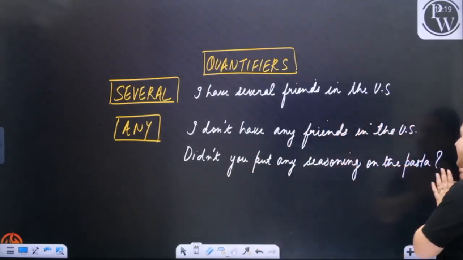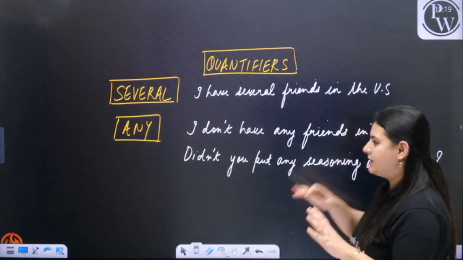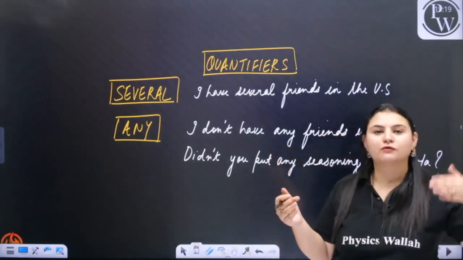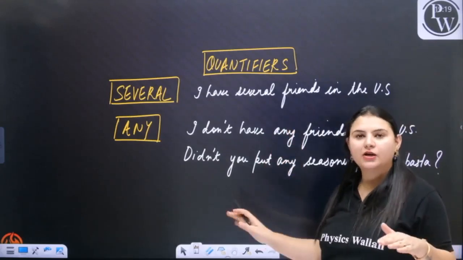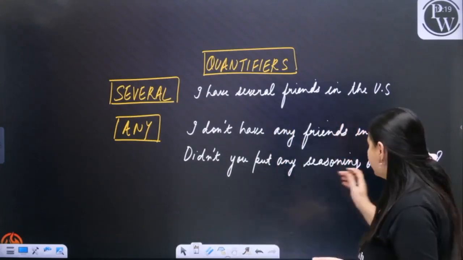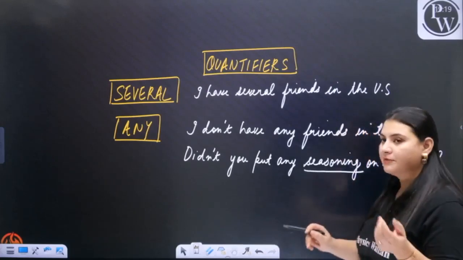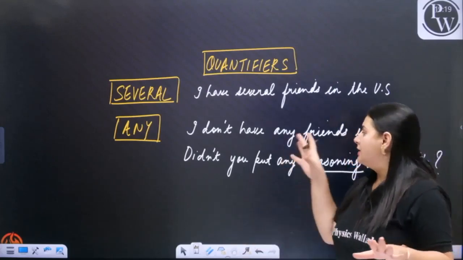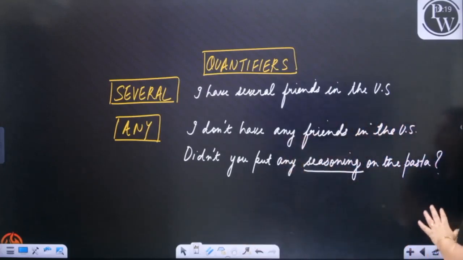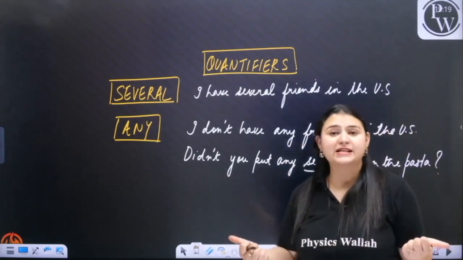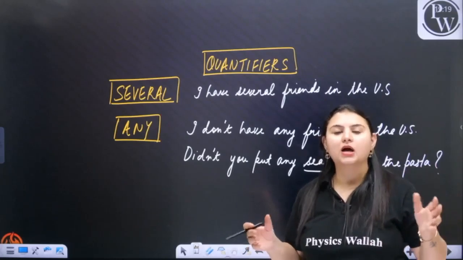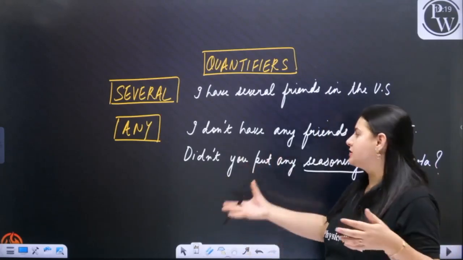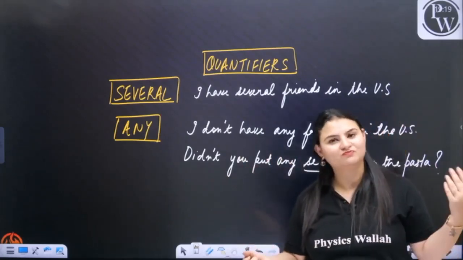Didn't you put any seasoning on the pasta? Now, any is something that we can use with both countable and uncountable. Here we have used it with countable and here we have used it with an uncountable object, and that is seasoning. Now, seasoning is something that you cannot count. Didn't you put any seasoning on the pasta? It means there is no seasoning on the pasta, and we have used it in the case of an uncountable object.